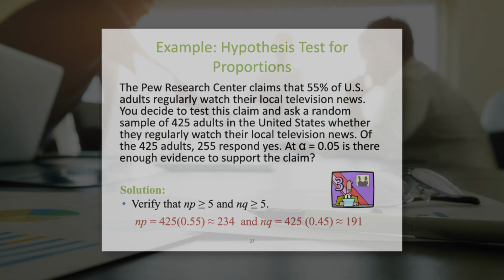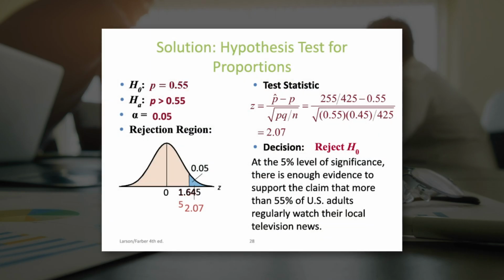So verify that np is greater than or equal to 5 and nq is greater than or equal to 5. So np equals 425 multiplied by 0.55, which is 234, and nq is equal to 425 multiplied by 0.45, which comes to 191. If we plot this in a figure, we find that the right tail applies, and the decision is that we reject the null hypothesis at the 5% level of significance. There is enough evidence to support the claim that more than 55% of US adults regularly watch their local television news. So this is what exactly the model is.